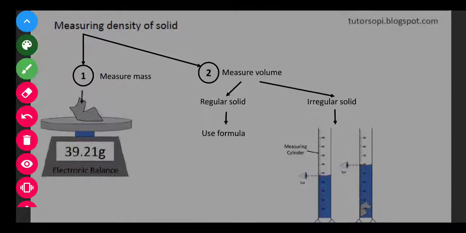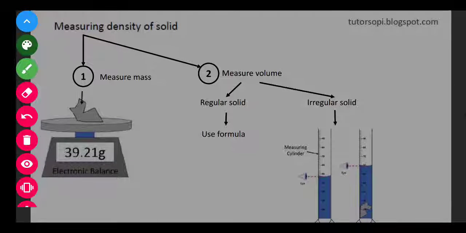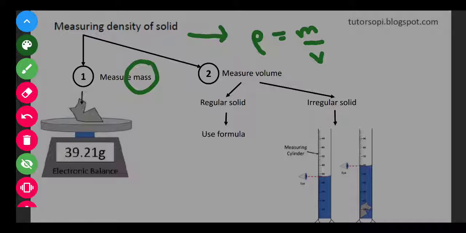Okay, seterusnya dalam subtopik ni kita akan belajar how to measure density. Tapi kita akan belajar untuk dua benda, iaitu density of solid dengan density of liquid. Tapi kita akan start dengan density of solid dulu. So, untuk measure density of solid, apa yang kita kena buat adalah kita tengok balik formula dia, iaitu rho sama dengan mass over volume. First kali adalah kita kenalah cari mass. So mass, measure lah pakai apa-apa yang boleh dapatkan mass. So in this case kita pakai electronic balance dan kita dapat 39.21 gram.